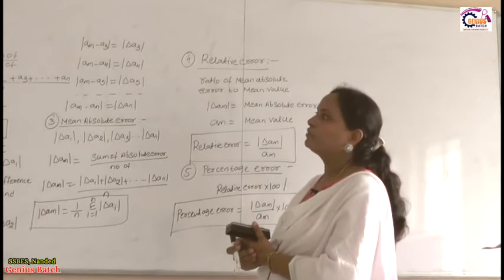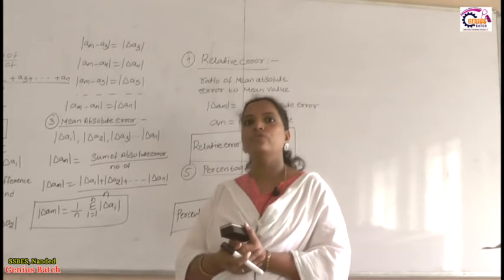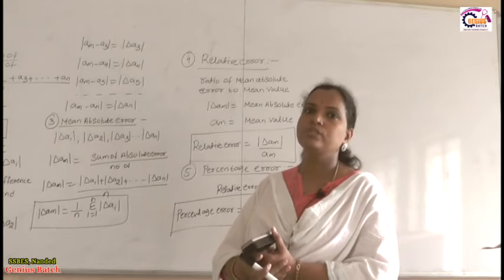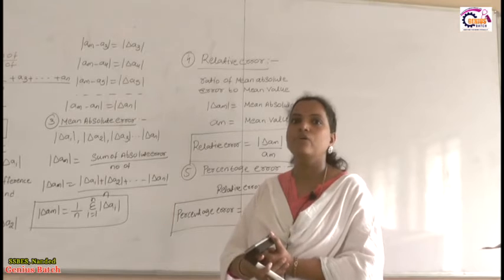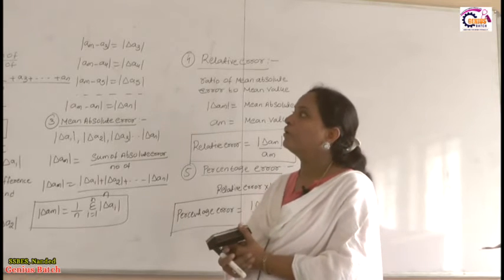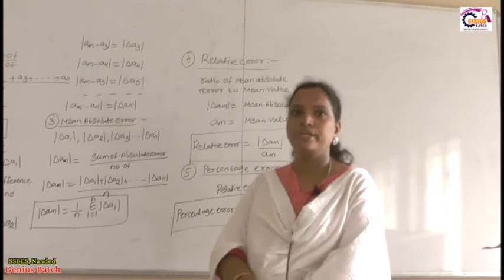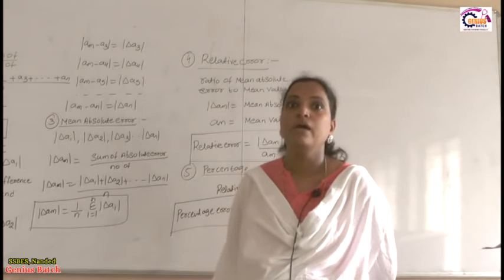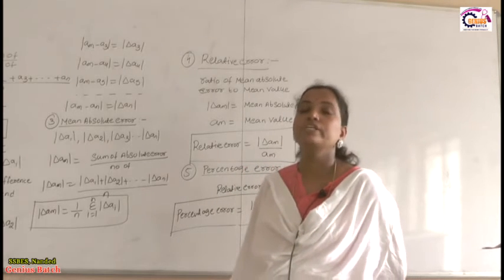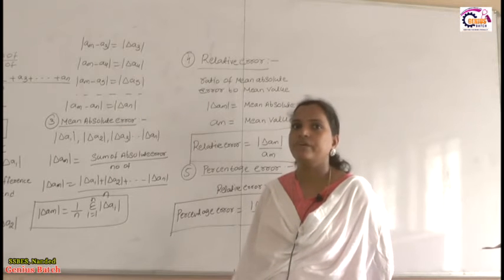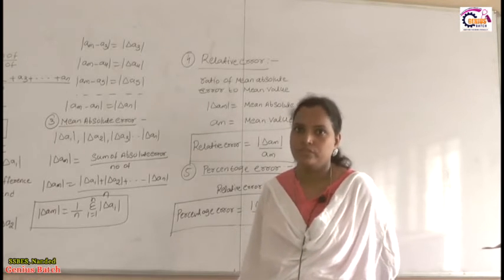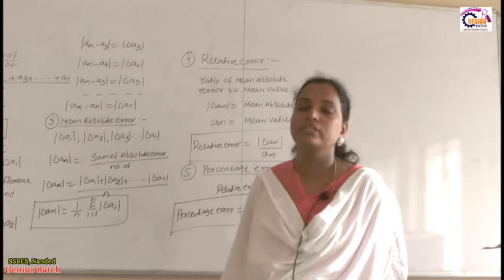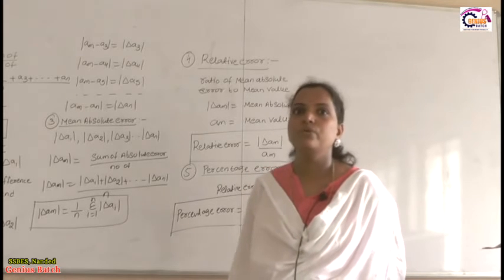In order to find the percentage error, first of all we have to find the mean value. Mean value is the arithmetic sum, or algebraic sum, of all the values. Then afterwards we have to find the absolute error. Absolute error is the magnitude of the difference between the mean value AM and the individual values A1, A2, A3 and so on. So what is the absolute error here?